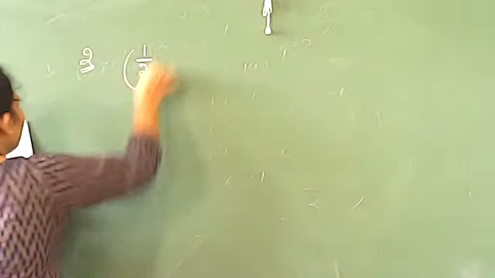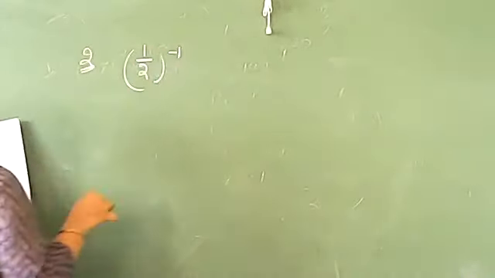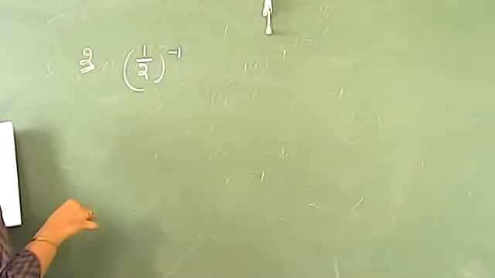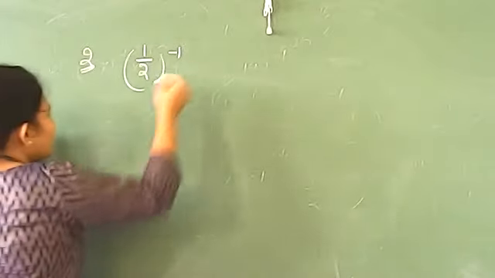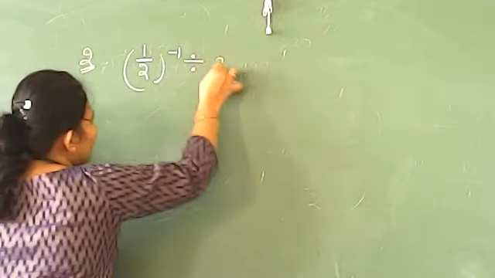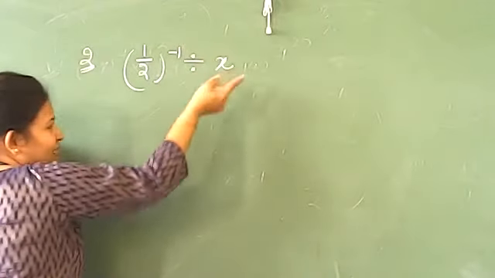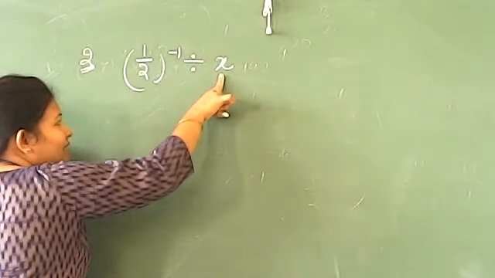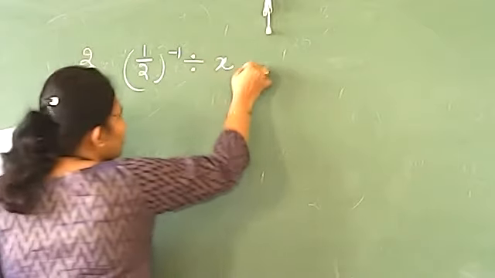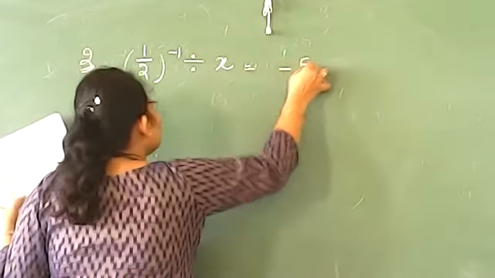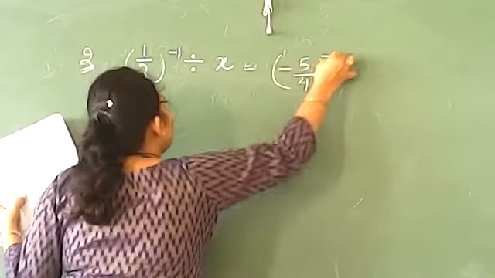Question number 2. It is telling here, by what number should 1 upon 2 to the power minus 1 be divided so that the result becomes minus 5 upon 4 to the power minus 1? This time it is asked by what number it will be divided. So here by what number means it is unknown. I am keeping x divided by, so I have written. Now what you should get? You should get minus 5 by 4 to the power minus 1. So I have written like this.